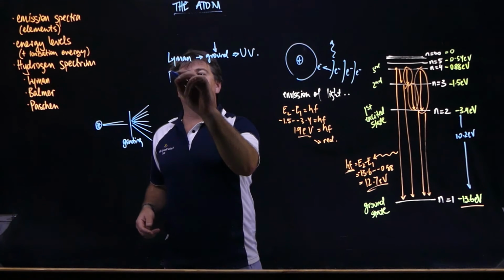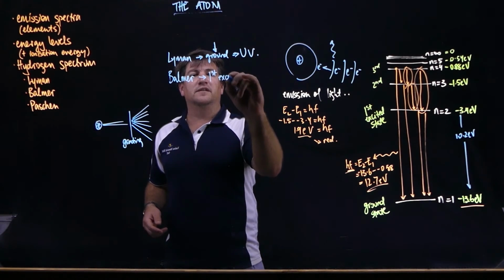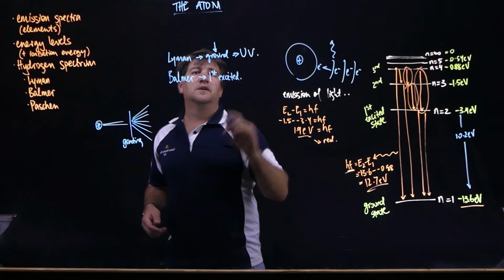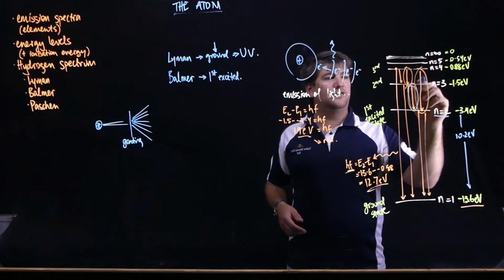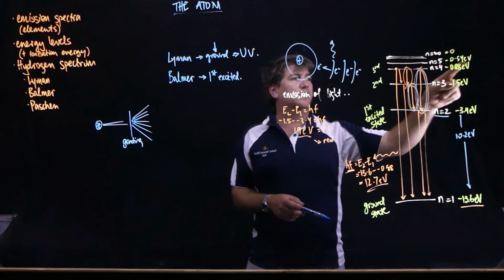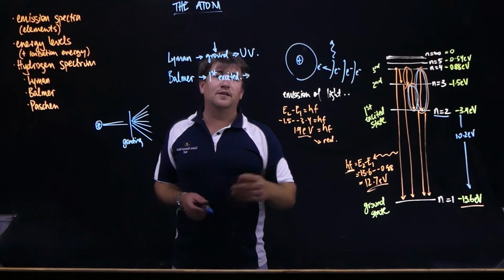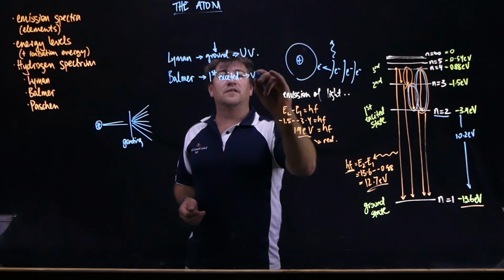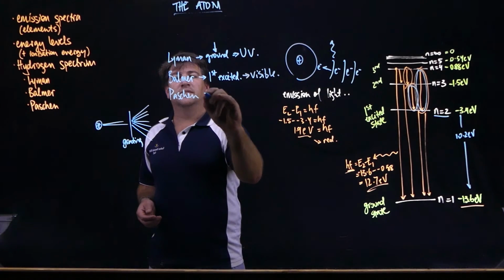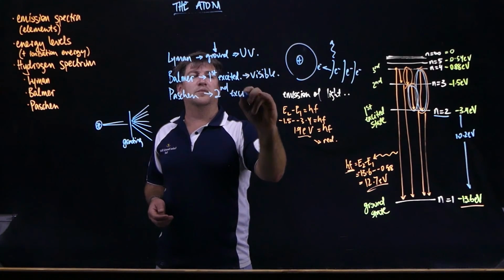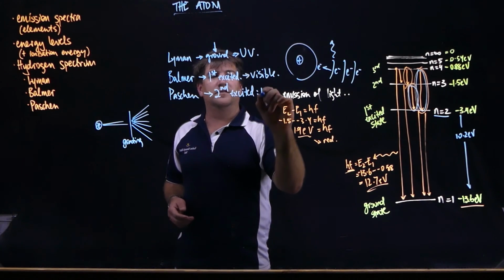Then the second guy, Balmer, he wanted everything that went back to the first excited state. So he was getting everything that ended up here. So he wanted this photon, and he wanted this photon, and he wanted the one that came from 0.54 down to 3.4. So he was dealing with stuff that's in a few electron volts. So his stuff was actually visible. Paschen dealt with everything that ended up at the second excited state, or n equals 3, and all of this stuff was infrared.